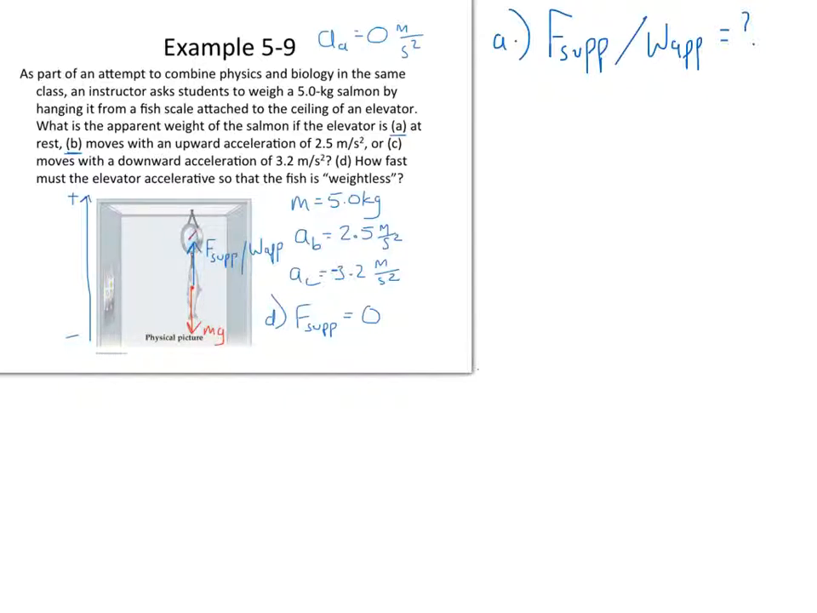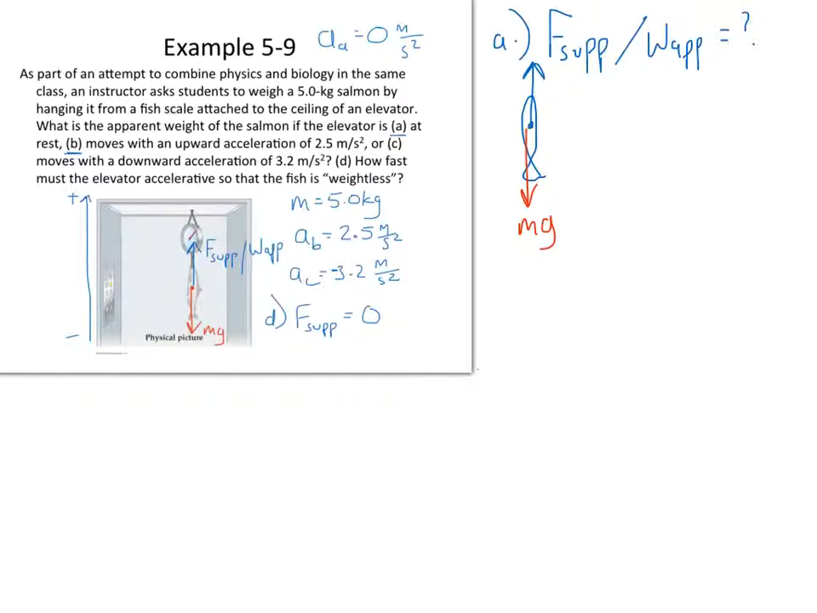So, let's draw a fish right here, okay? We just have a little fish guy like that. And so the supporting force is going to be upwards, and that's what we're calculating, all right? The downwards force is going to be mg, right? Mass times gravity. So these are our forces that are acting on this fish.